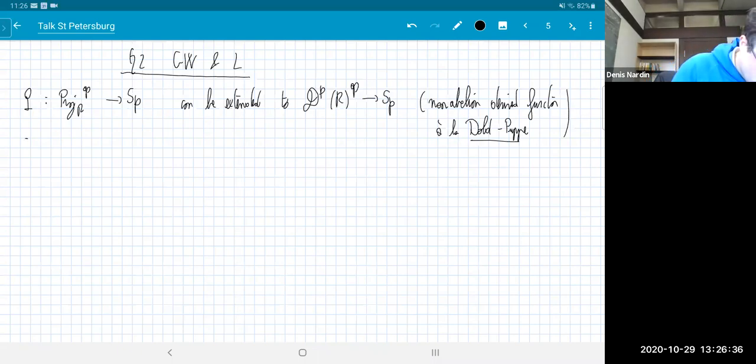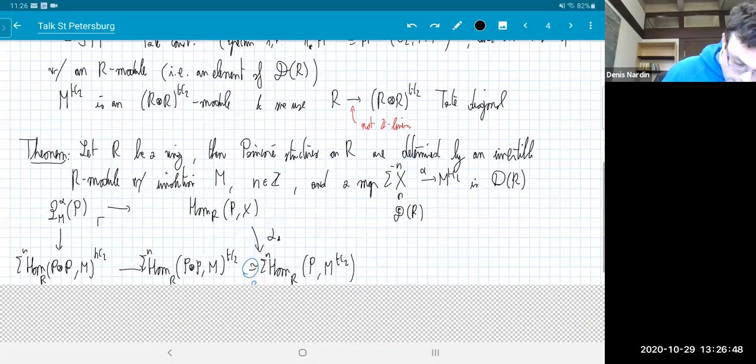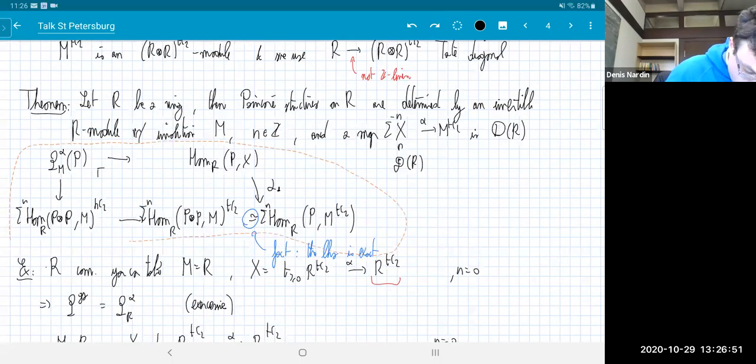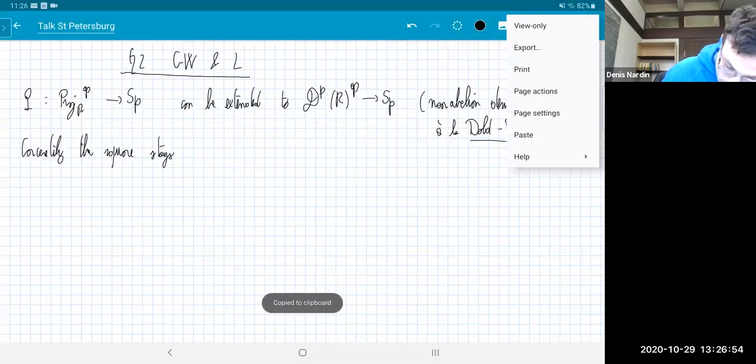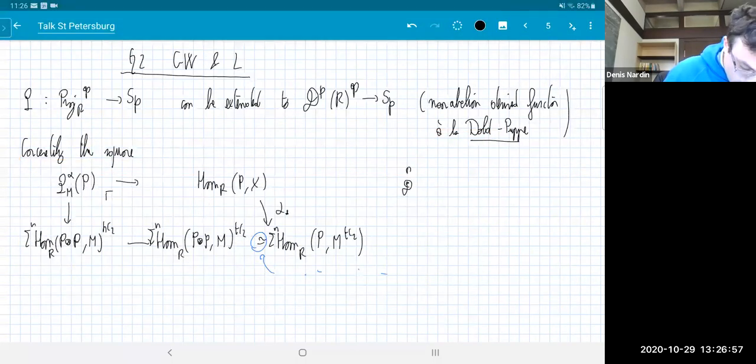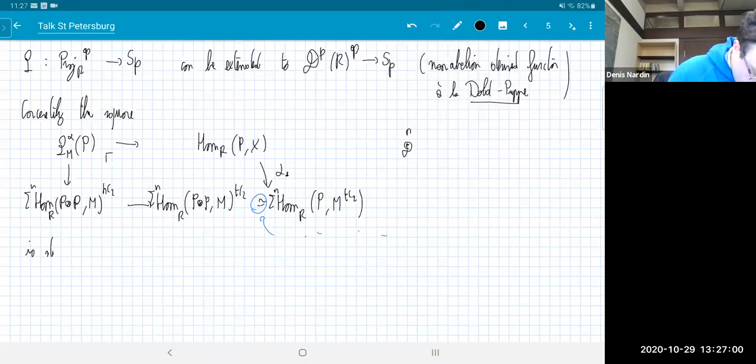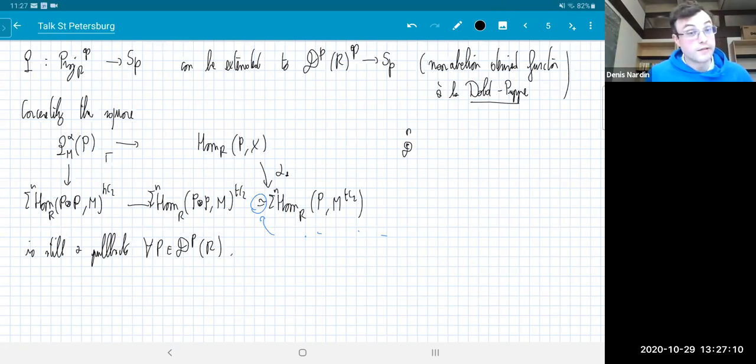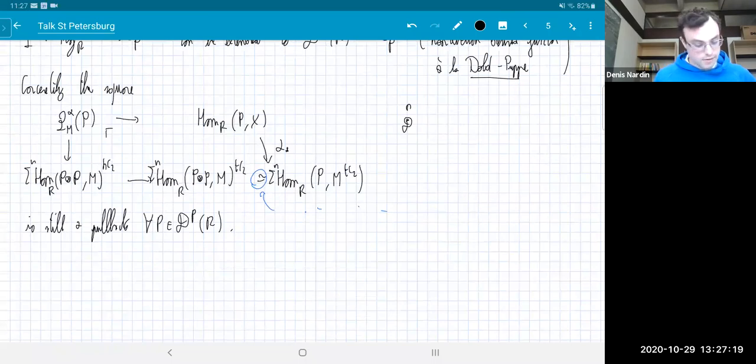And concretely, the square I wrote before states, actually, let me copy the square. This square here is still a pullback for every P in the perfect derived category of R. So you can take this as the definition of the extension if you want. Of course, this works only in this case, but there is a general framework that tells you that it has to extend this way.